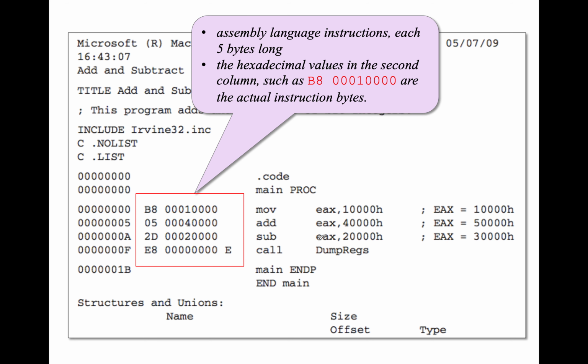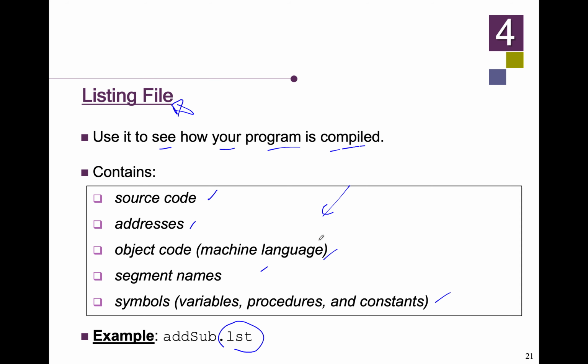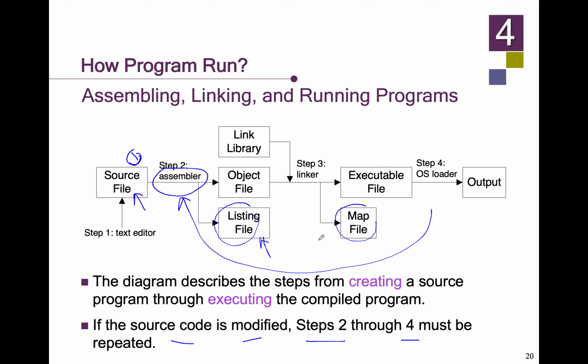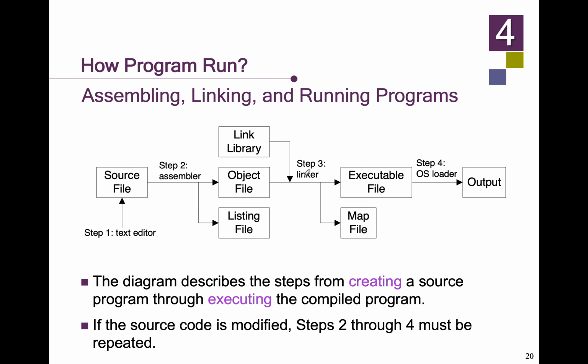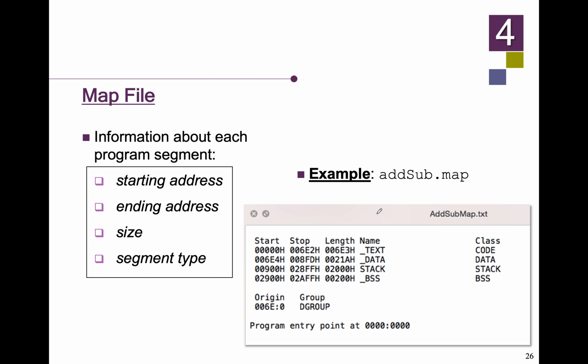Okay, that is under your .asm file. Now you have another file that was created. This file is created by your linker. You can see over here your map file. So we're going to see what is exactly inside your map file.